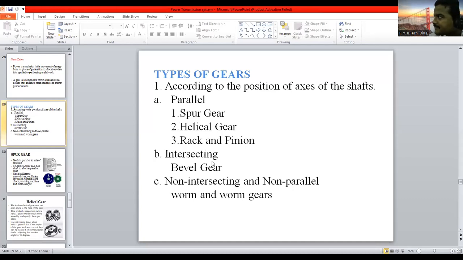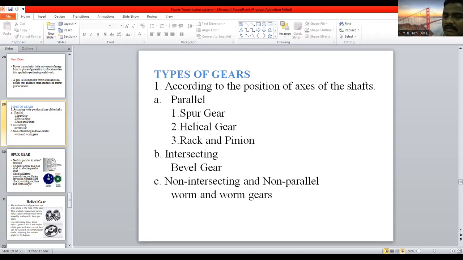So please put the heading Gear. You can have the definition: Gear is a wheel on which teeth are cut by hobbing process.